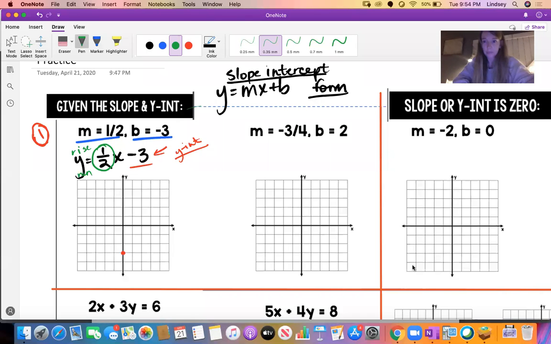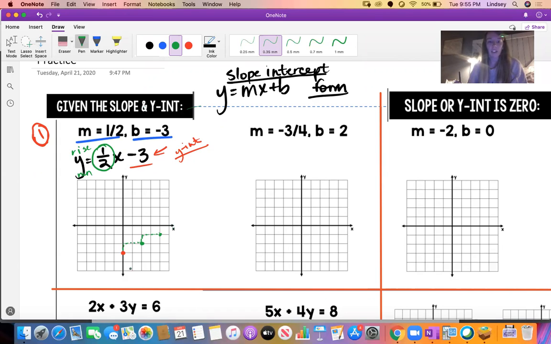Okay, there we go. So that tells me I'm going to rise 1 and I'm going to run 2. So I'm going to start at that y-intercept. I'm going to rise up 1, and then I'm going to run to the right 2. It's always to the right. Rise 1, run 2. Rise 1, run 2. I ran out of graph.